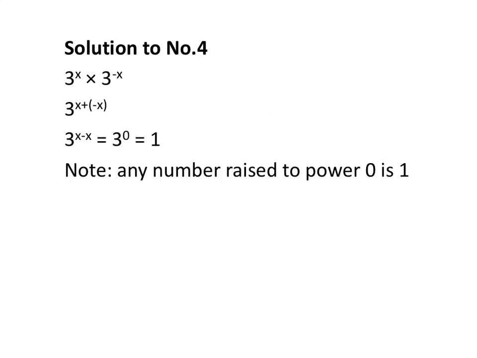Solution to question number 4. 3 raised to power x times 3 raised to power minus x. Since they are in the same base, which is 3, we just add up the powers. So we have 3 raised to power x plus minus x, which is equal to 3 raised to power x minus x, equal to 3 raised to power 0. And anything raised to power 0 is 1. So we have our final answer to be 1.